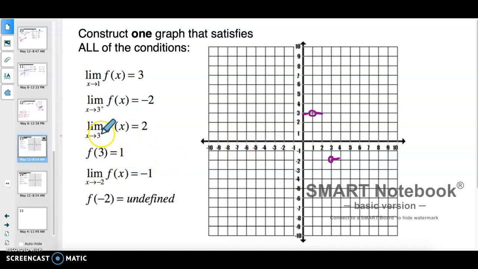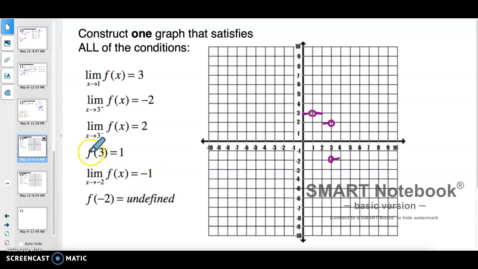And then when x approaches 3 from the left, I'm going to be hitting positive 2. So I'm going to go up to positive 2, put an open circle. Now I know it's from the left, so I'm going to put a dash out. So there's a good chance that those two dashes are going to connect to each other. So I may have to erase them a little bit later to make them smoother, but that's a good bet.